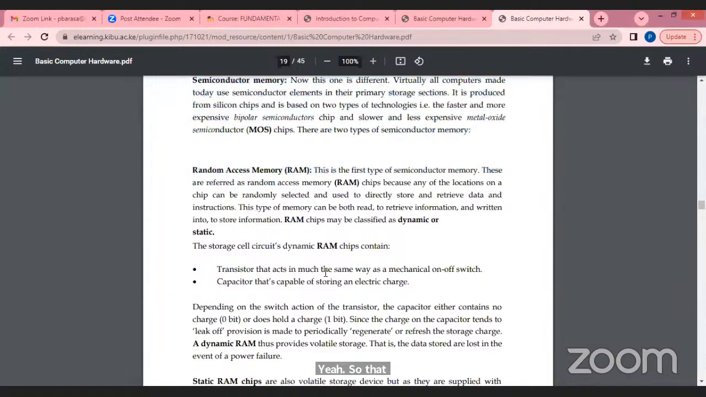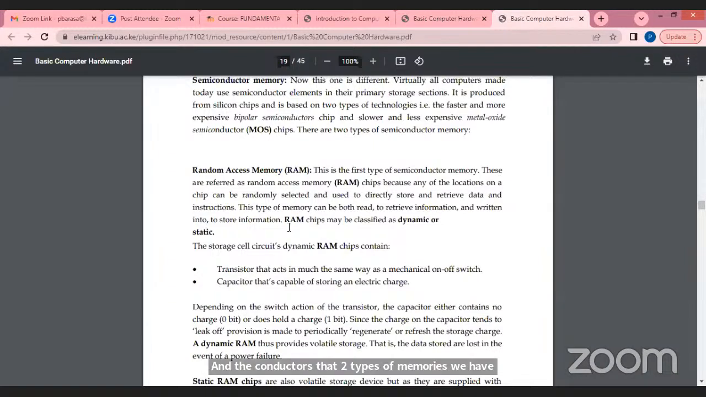So let us continue. So we have the semiconductor memory. Now this one is different. Virtually all computers today use semiconductor elements in the primary storage section. It is produced from silicon chips and is based on two types of technologies: the faster and more expensive bipolar semiconductor chip and the slower and less expensive metal oxide semiconductors. There are two types of memories. We have the random access memory.